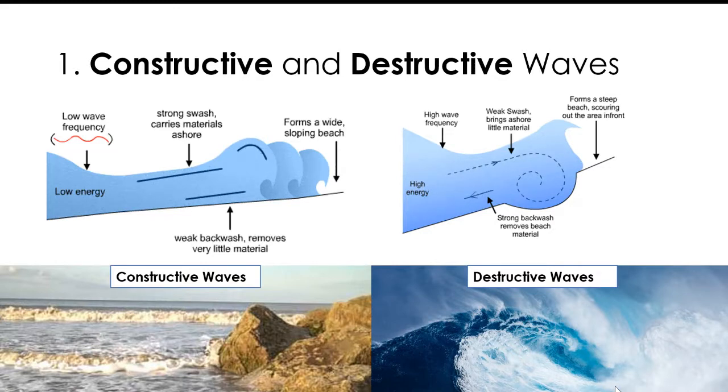And then that wave will have quite a lot of power to pull material off the beach with that strong backwash. So they're really high energy, they're high wave frequency, so they occur really frequently on the coastline, and they will end up creating quite a steep beach because of that erosion towards the base of it.